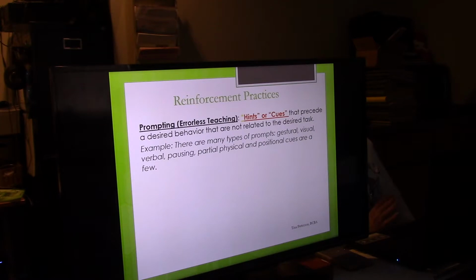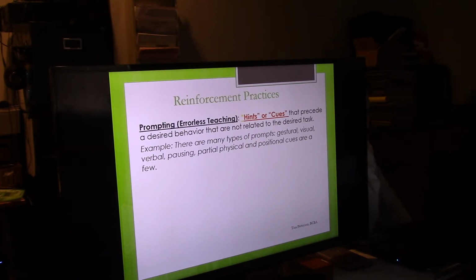So there are many types of prompts. We have gestural, visual, verbal. Pausing, so that's like your wait time. You're just waiting, giving them a processing time. Partial, physical, and positional cues. They put modeling.